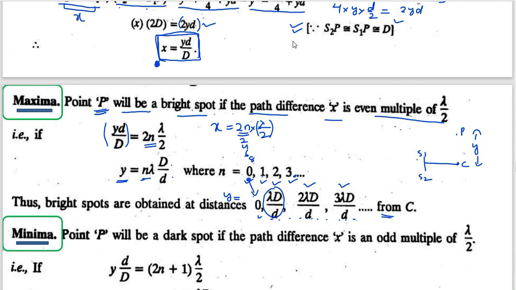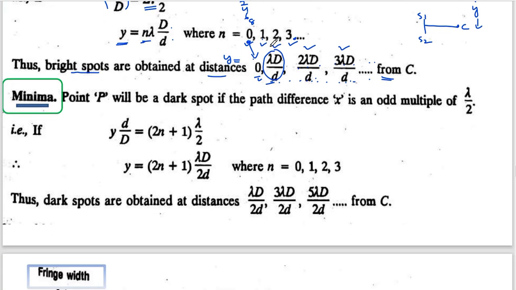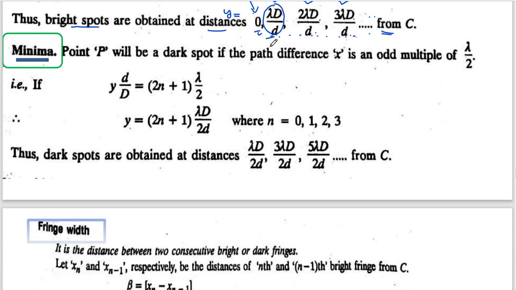So we get a bright spot at distances y equal to 0, lambda D by d, 2 lambda D by d, 3 lambda D by d, 4 lambda D by d. So these are the distances at which we get the bright spot or maxima. Okay, next let's discuss minima. What is minima? Just the opposite condition.